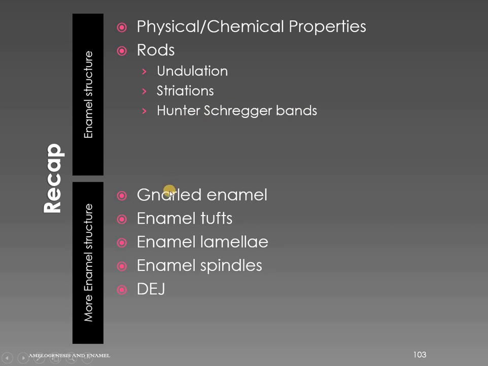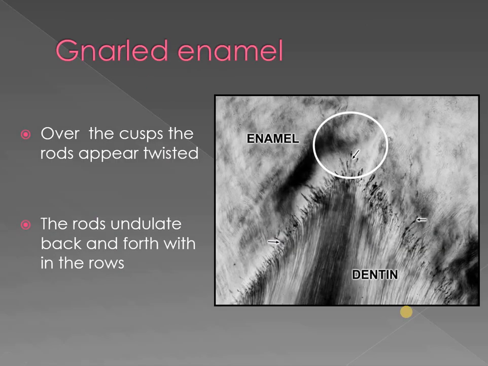Next, we will discuss the different structures that you see in enamel, namely gnarled enamel, enamel tufts, enamel lamellae, enamel spindles, and the dentinoenamel junction. Let's look at gnarled enamel. Gnarled enamel is seen at the cusp tips.